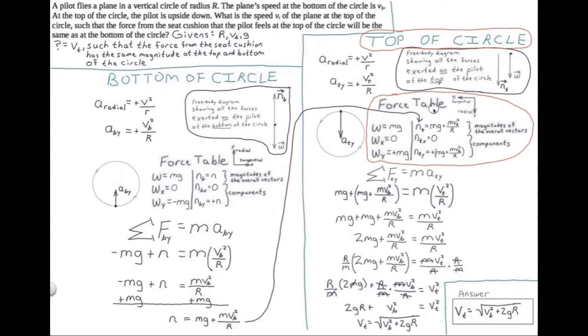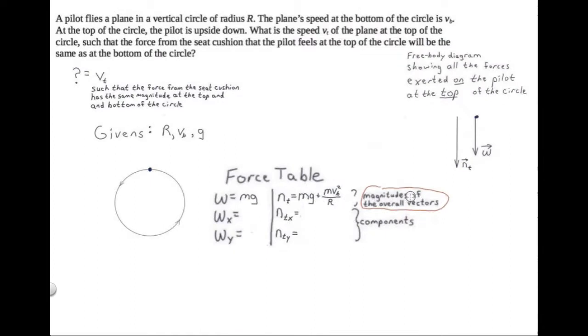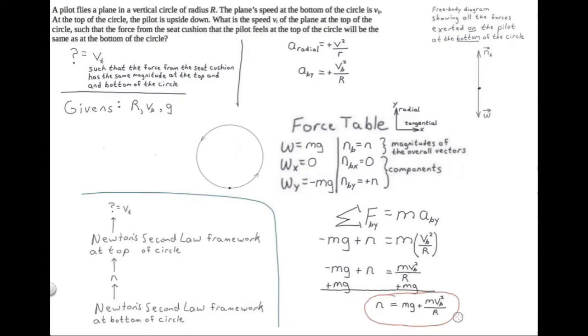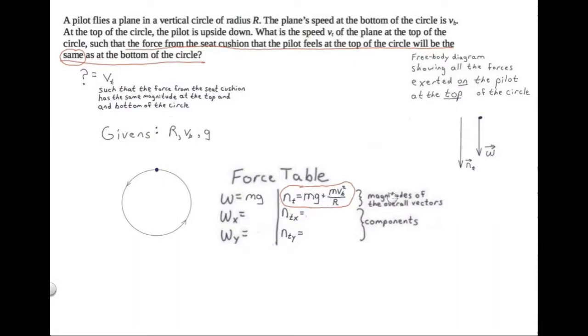Now we have to make a new force table to represent the situation at the top of the circle. In the first row of the force table, we represent the magnitudes of each of the overall force vectors. The problem tells us that the magnitude of the force exerted by the seat cushion will be the same at the top and the bottom of the circle. We know that that force is the normal force, so we can use the result that we obtained for n sub b to represent n sub t. Here is the result that we obtained earlier for the magnitude of the normal force at the bottom of the circle. And now we can write that same expression in the top row of our new force table to represent the magnitude of the normal force at the top of the circle, mg plus mv sub b squared over capital R.